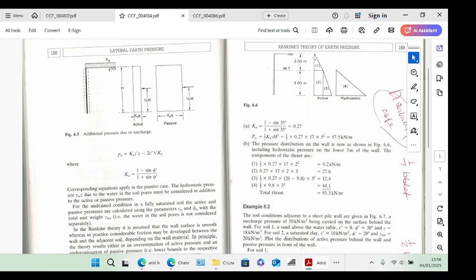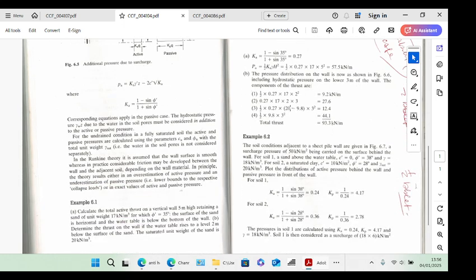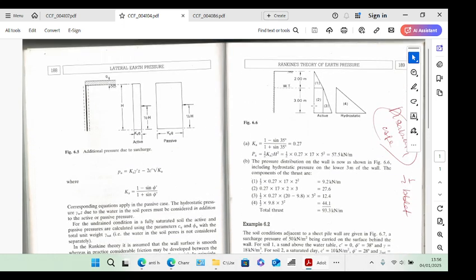He's got one triangle here, the top 2 meters high, and then I think that 2 is like a surcharge from 1 on the wet sand. So that's area 2, and then 3 is the active weight of the sand behind the wall, and 4 is the hydrostatic pressure.